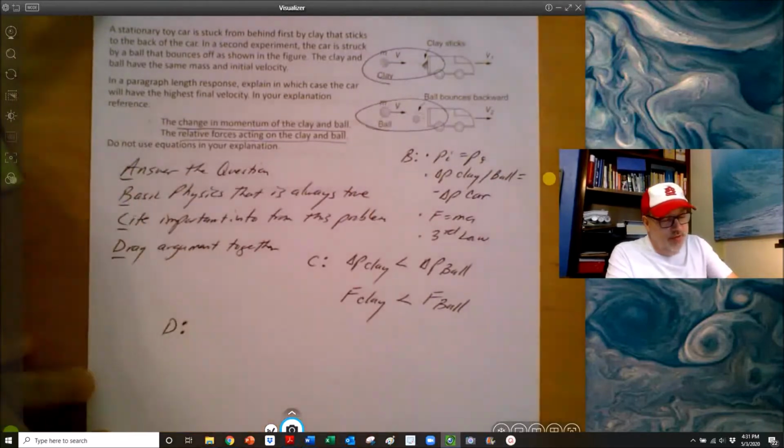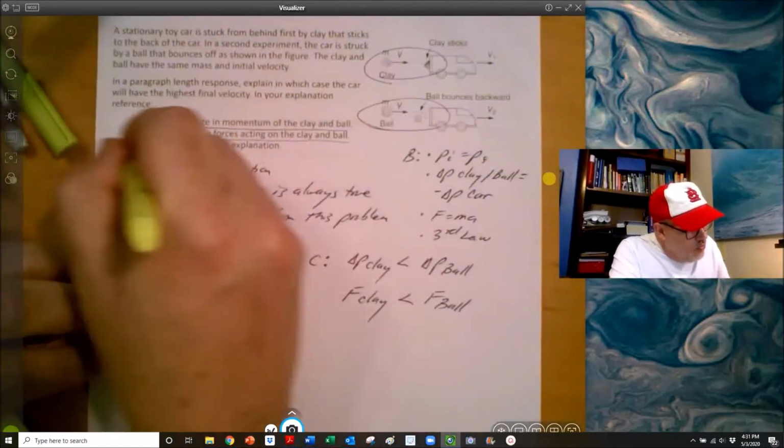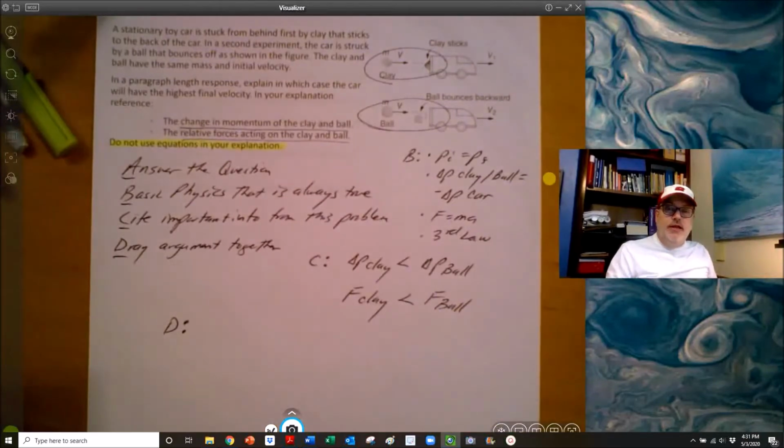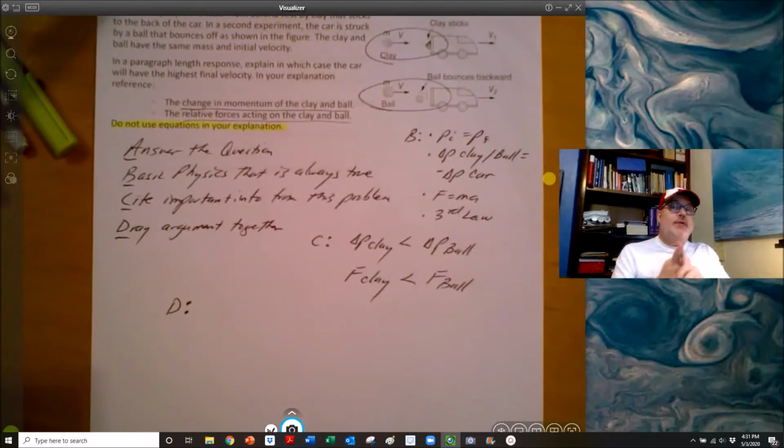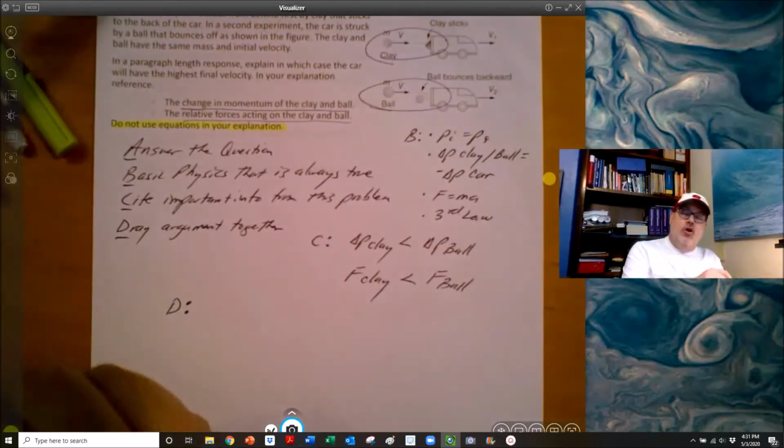So I want you to notice this says do not use equations. So what I've done is I've brainstormed using equations, and now I have to put it into words. So let me just speak through it for you, so I don't want to waste your time writing it all out. So we know that momentum is conserved for the system of the ball and car, or clay and car. We know that the clay has less of a momentum change than the ball. We know that the momentum change of the clay equals the momentum change of the car, and we know the momentum change of the ball is equal to the momentum change of the car.